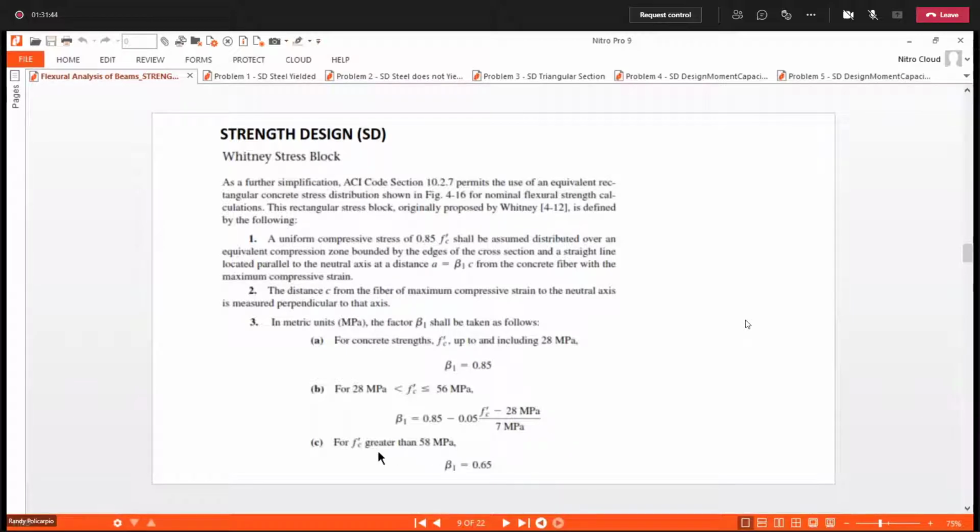Now if our F prime C is greater than 56, i-verify ko tong mabuti, kung 56 or 58. If it is greater than that, your beta 1 must be equal to 0.65. Okay? So, ibig sabihin, hindi bababa ng 0.65 yung beta 1 natin. Tandaan natin yun. Nakalimit yung beta 1 natin up to 0.65. Your beta 1 must not be less than 0.65. So, that is how we get beta 1.